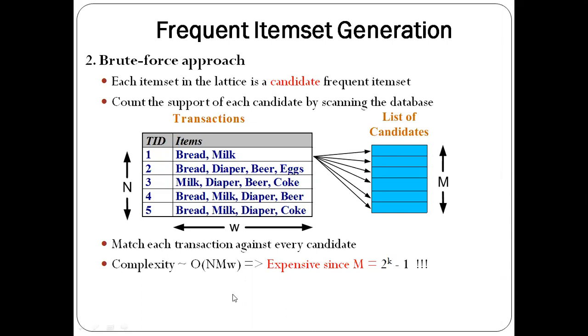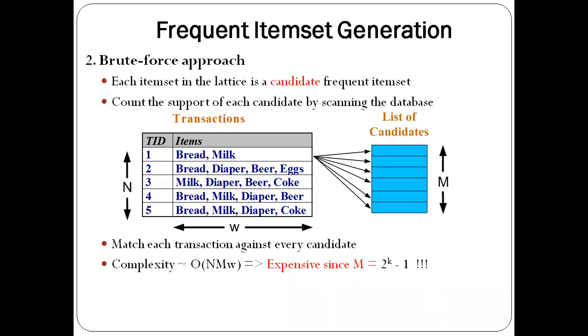The complexity of this algorithm is big O of N M W, where N is the number of transactions, M is the number of candidate item sets, and W is the transaction width. The M value will be equal to 2 raised to k minus 1. As we have seen in the previous method, the total number of candidate item sets generated will be 2 raised to k minus 1. So this method is very expensive.